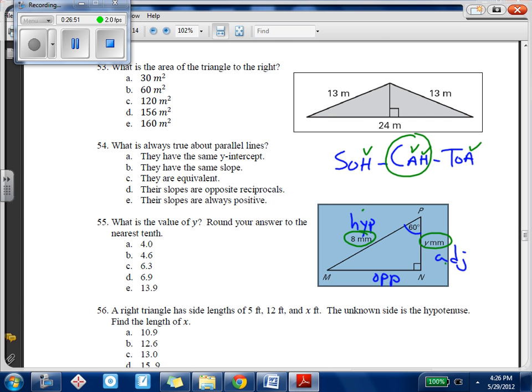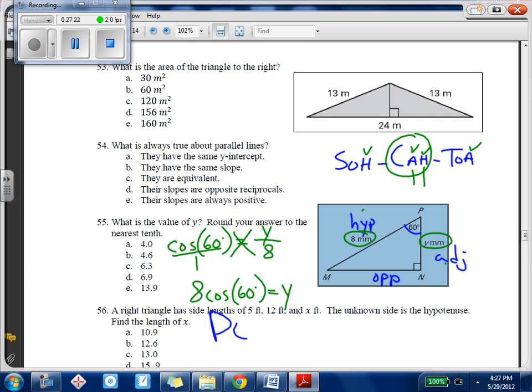If you want to set it up, you would say that the cosine of 60 degrees is equal to, this is in order, adjacent over hypotenuse. So it's going to be y over 8. And then from here you simply put this over 1. You have two ratios with the equal in between them, so you cross multiply. You get 8 cosine 60 degrees equals y. You go ahead and type that into your calculator. Make sure your calculator is in degree mode before you type that in. If you do that way, you'll also get A.